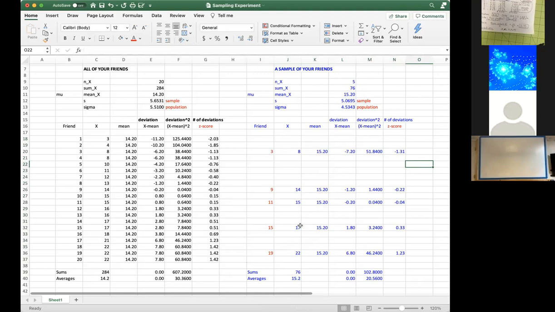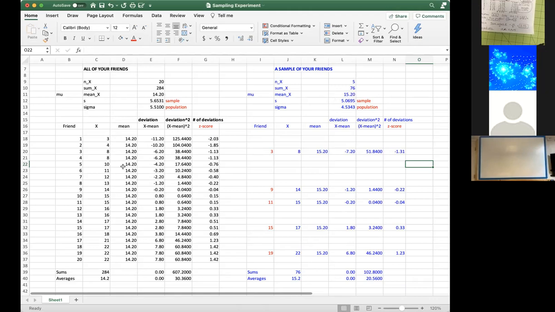$14, $15, $17, $22. But look at the average. The mean is $15.20. You know what? That's darn close to what you knew the whole mean of your friends was. Your friends were $14.20 average, but these 5 with you at the baseball game are $15.20.